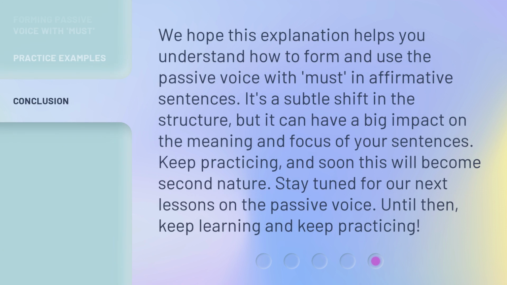We hope this explanation helps you understand how to form and use the passive voice with must in affirmative sentences. It's a subtle shift in the structure, but it can have a big impact on the meaning and focus of your sentences. Keep practicing, and soon this will become second nature.